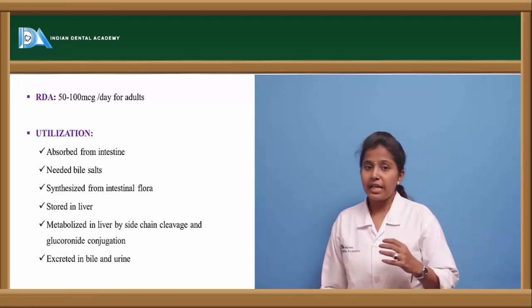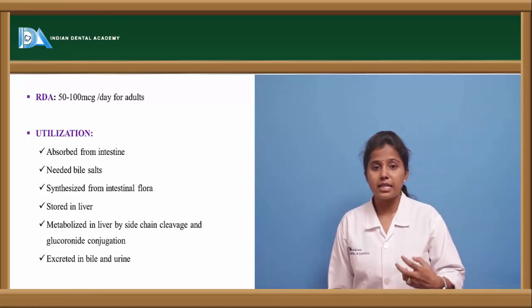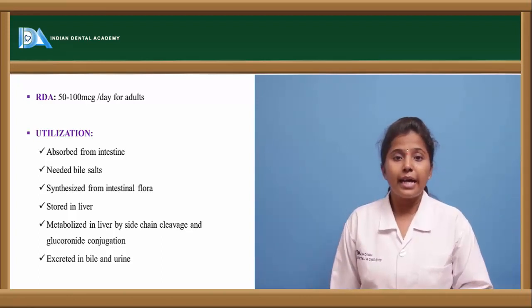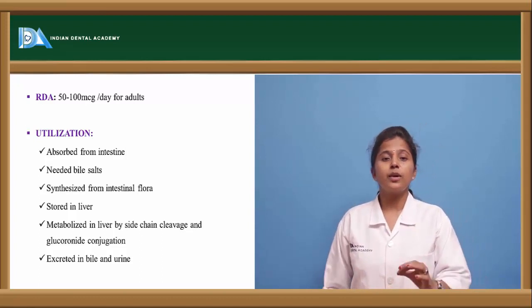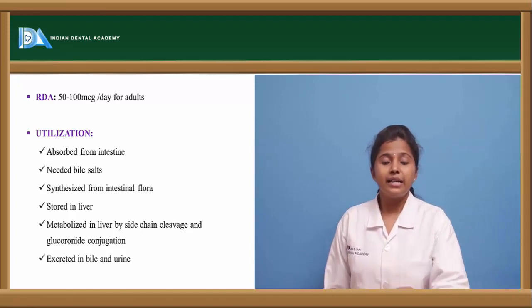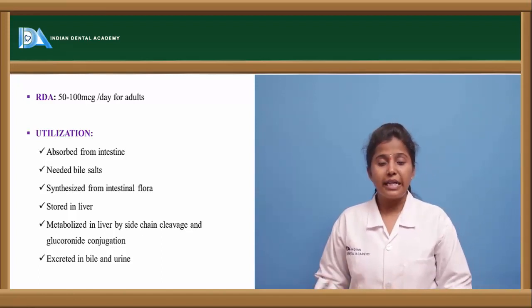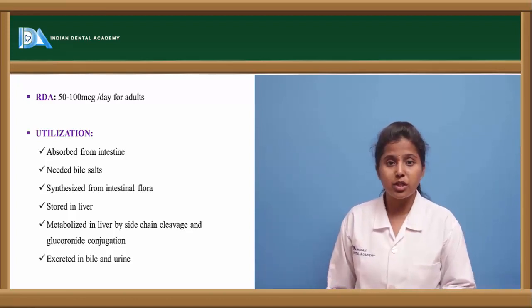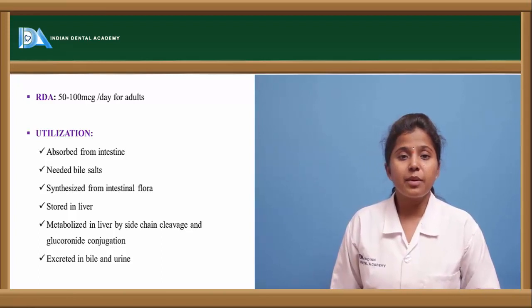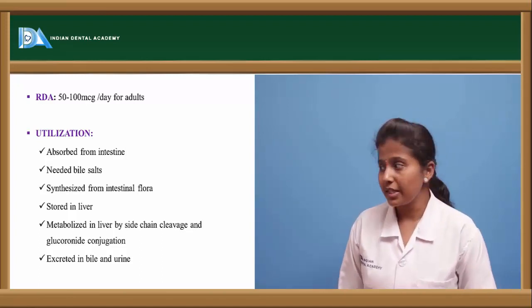Vitamin K is absorbed mainly from the intestine. As I told you, it is synthesized by the intestinal flora, and 99% of absorption takes place in the intestine only. Vitamin K is easily absorbed from the intestine, because the intestine contains hair-like projections called villi. So the maximum amount of absorption of organic as well as inorganic compounds takes place in the intestine.